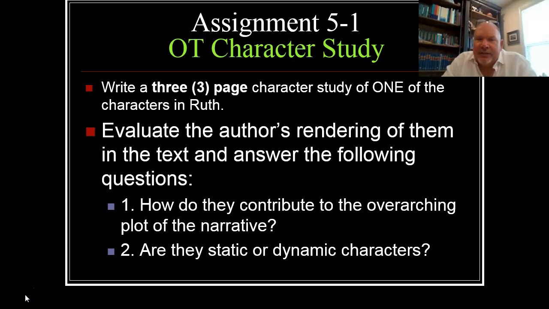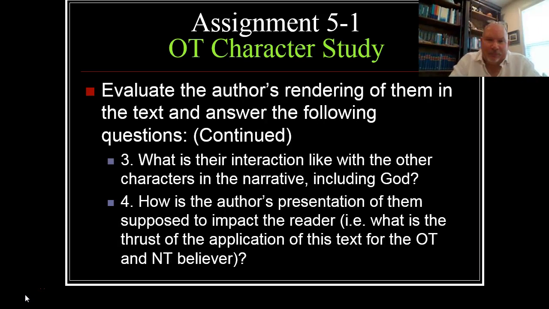First, how does this character contribute to the overarching plot of the narrative? And I think that's one of the first things, and one of the most important, is to evaluate the plot line of Ruth and how whatever character you choose contributes to the flow of that plot. 2, are they static or dynamic characters? Now, if you're going to do a 3-page analysis, picking a dynamic character is going to be important.